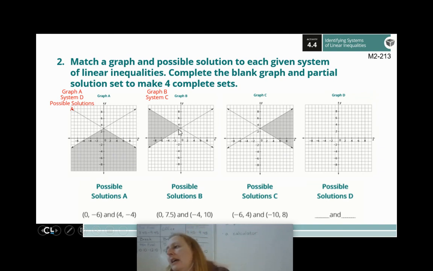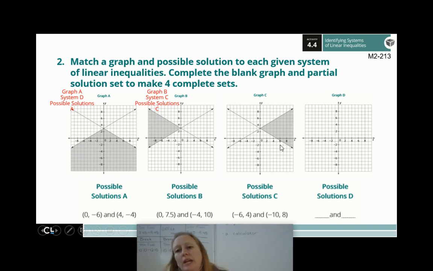And let's see then, possible solutions. I already used A, so let me check this. We said (0, 7.5). Yeah, that's not a solution. All right. (-6, 4). Yeah, that's a solution, as is (-10, 8). Yeah, those are solutions. So we're going to say possible solutions C.